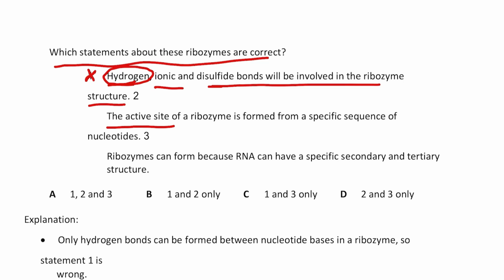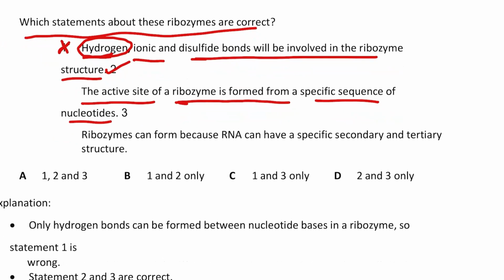The active site of the ribozyme is formed from a specific sequence of nucleotides. Yes guys, this is true. As we all know, in a protein enzyme, the active site is formed by the specific sequence of amino acids. So in case of RNA enzymes, that is the ribozyme, the active site will be formed by a specific sequence of nucleotides, because RNA contains nucleotides. This statement is true. The statement 2 is true.